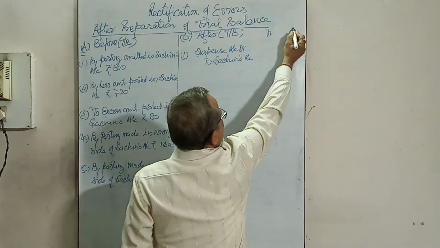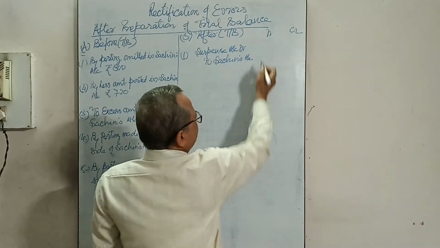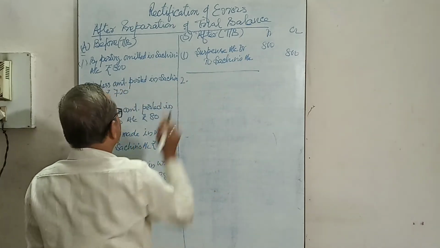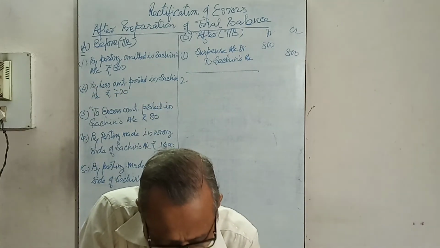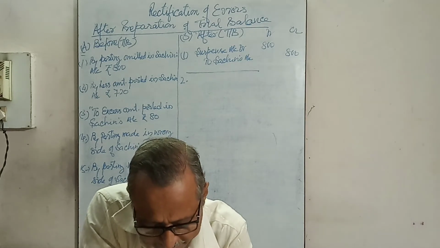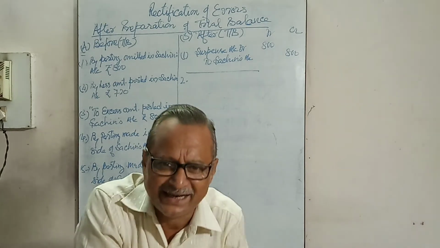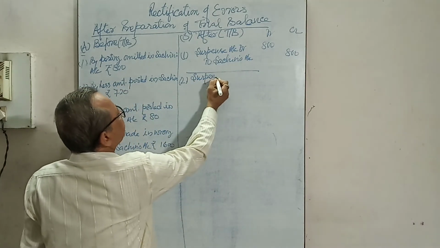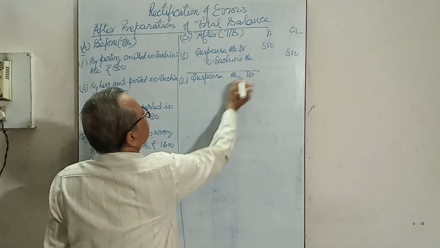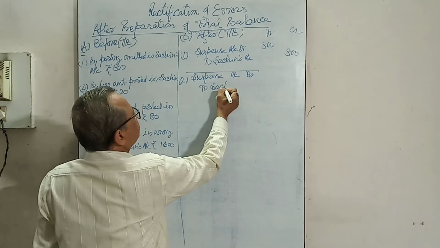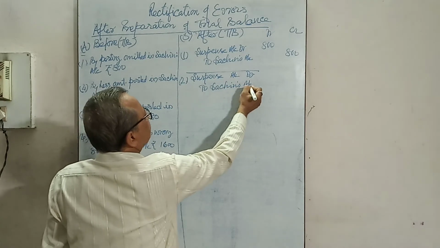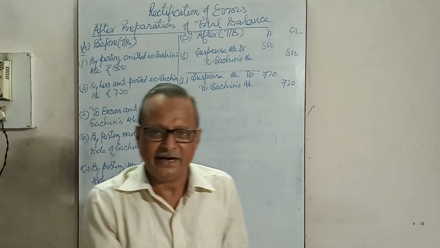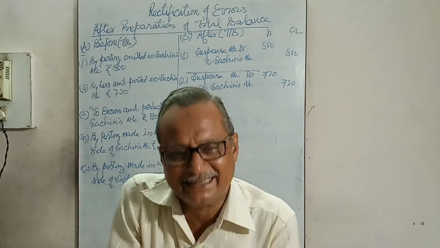This is debit side, this is credit side. In the journal format, 800. Second, goods costing 800 purchased from Sachin on credit were credited to his account 80. That was less credited. So here again suspense account debit to Sachin's account 720. The difference is 720. In place of 800, 80 was credited. So 720 was less credited.